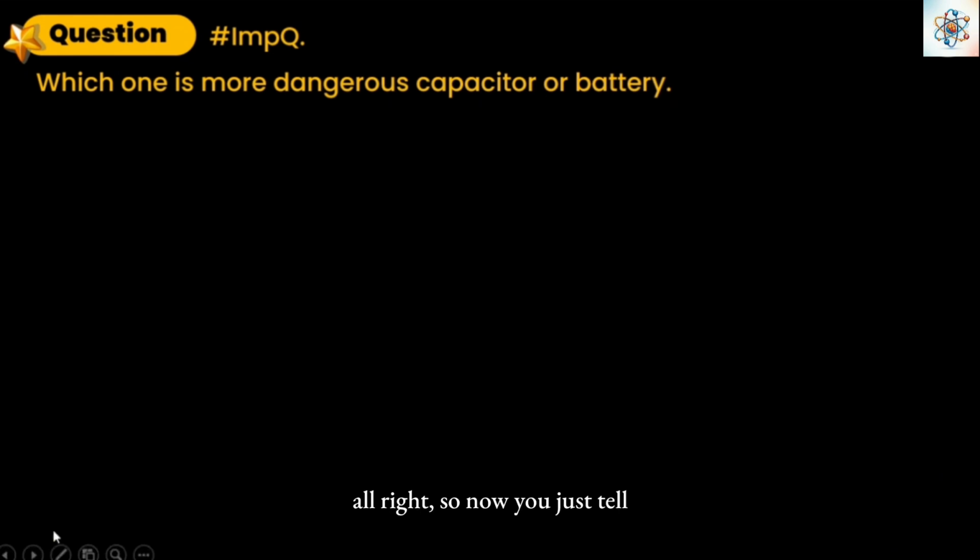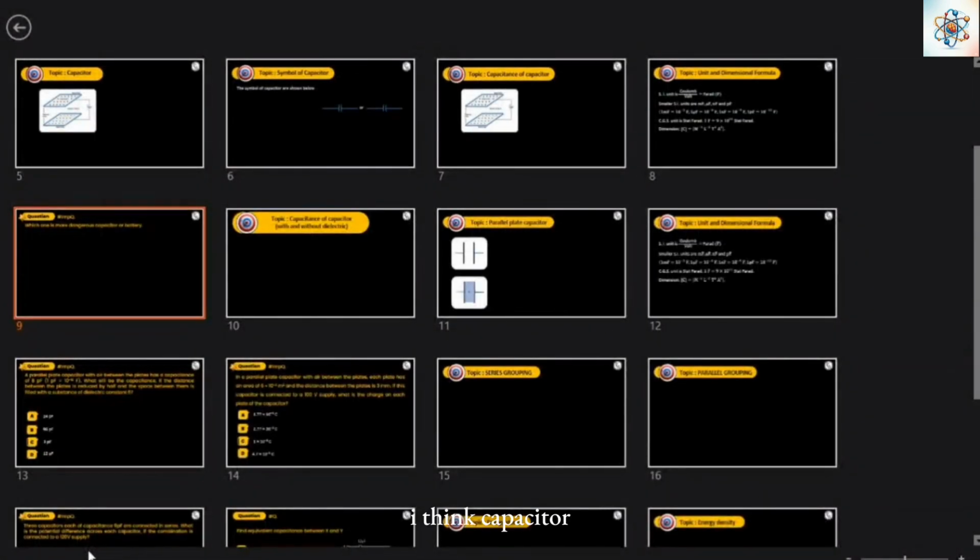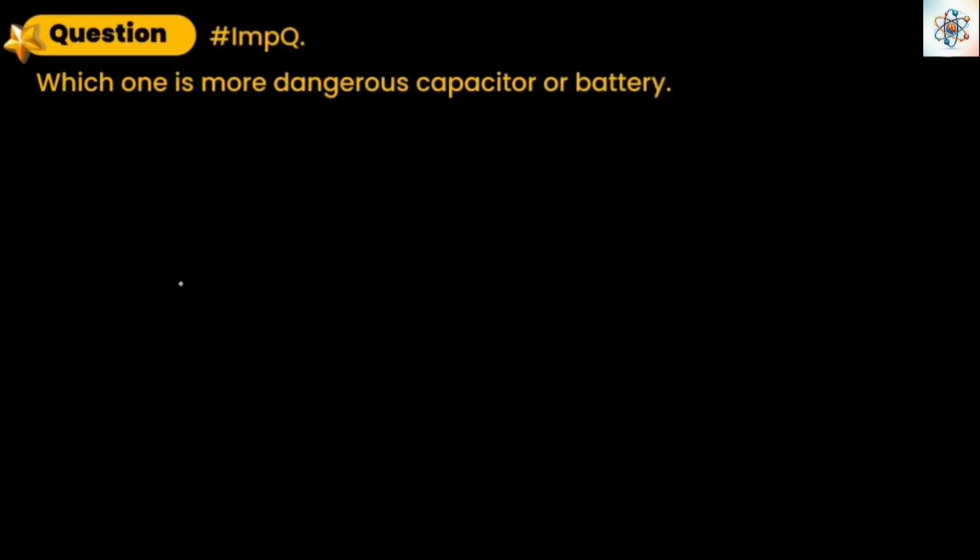All right. So now you just tell me, which is more dangerous, a capacitor or a battery? I think capacitor. Why? Because it... no, actually, it's batteries. They are more dangerous.